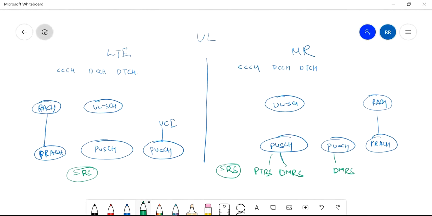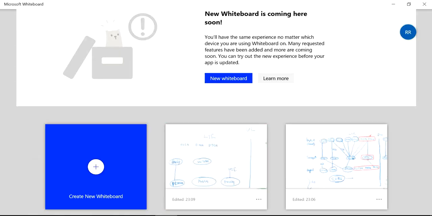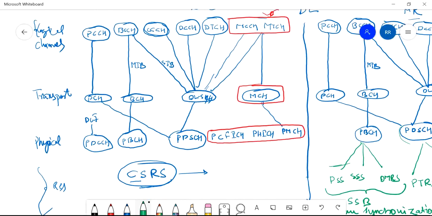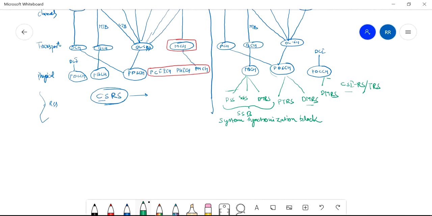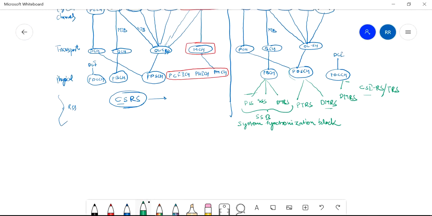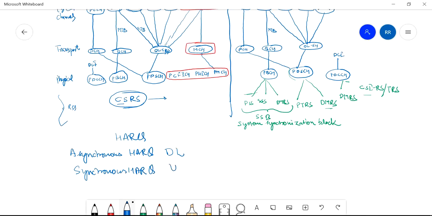A few more points I will tell you about the main differences between LTE and NR. If HARQ is concerned, in LTE we have asynchronous HARQ in downlink and synchronous HARQ in uplink. In NR we have asynchronous HARQ both in downlink and uplink.